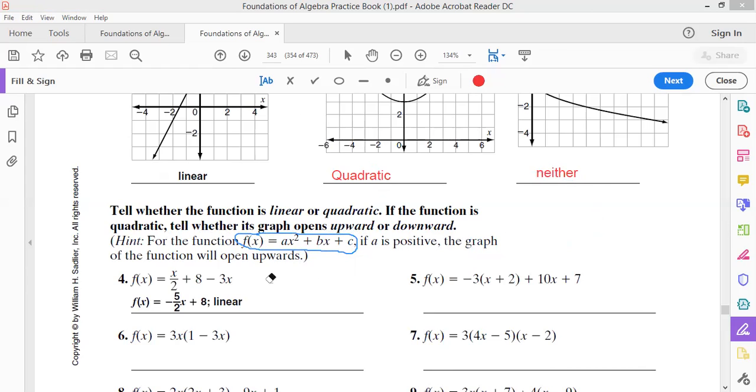This function f of x equals ax squared plus bx plus c. What are a, b and c? They are real numbers, meaning the values of a, b and c can be changed. So look at this, we'll solve some questions.